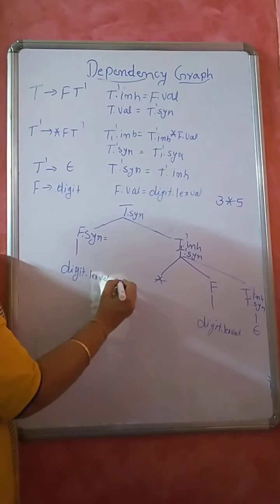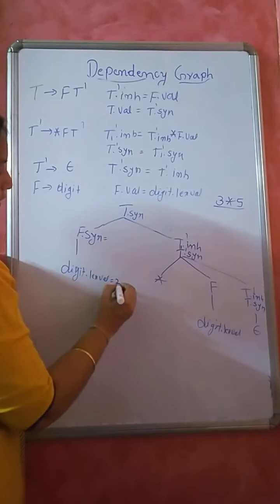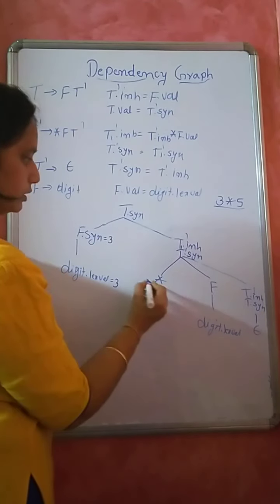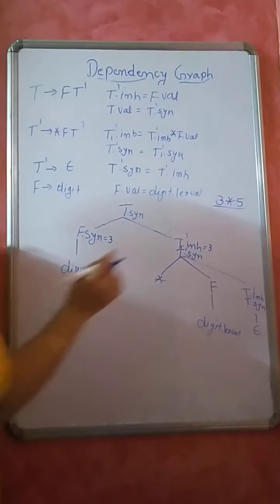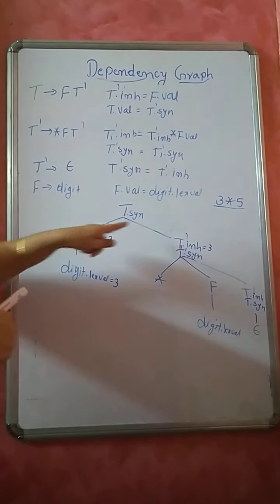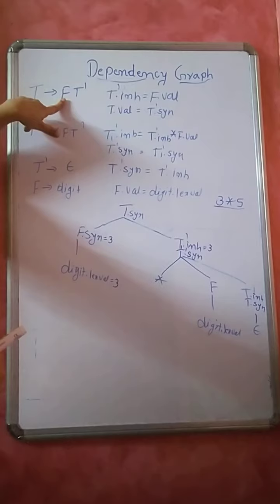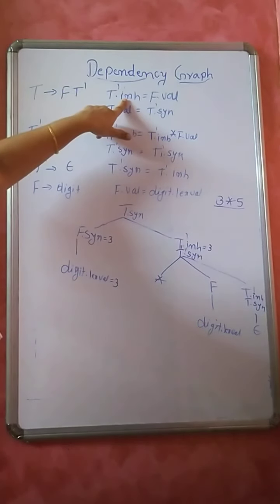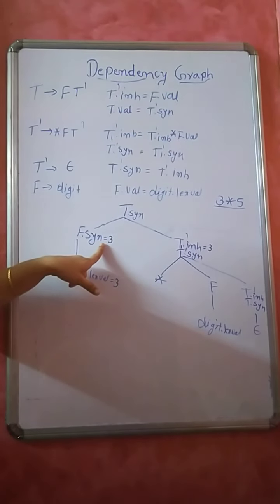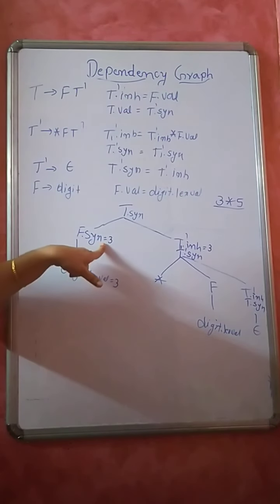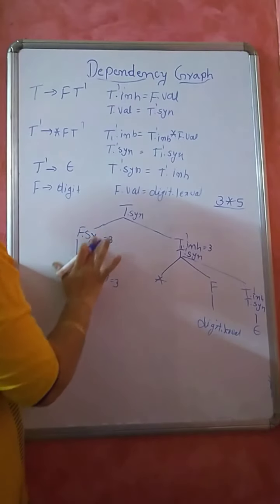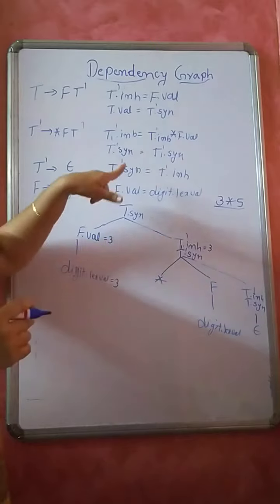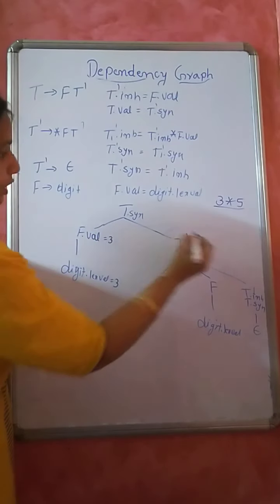So what is the lexical value for this example? It is 3, and here it is again 3, and here I am inheriting. So which rule am I applying? T determines FT dash. When I am applying T determines FT dash, what is T dash inherited? F dot value. What is F dot value or synthesis value? Both are the same. What is F dot value? 3. That means I am copying this 3 to here.